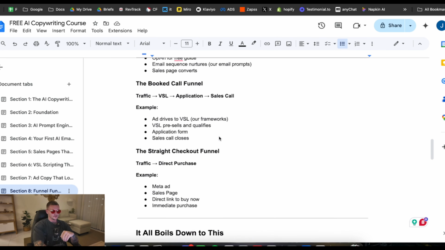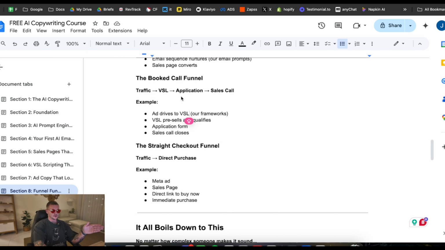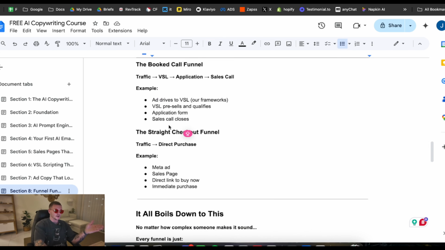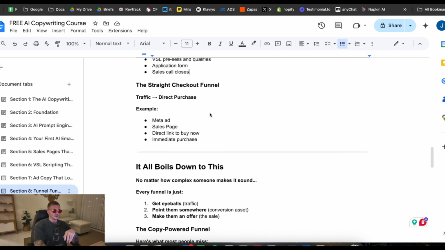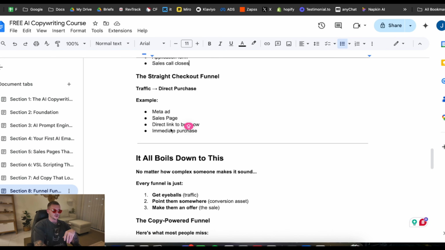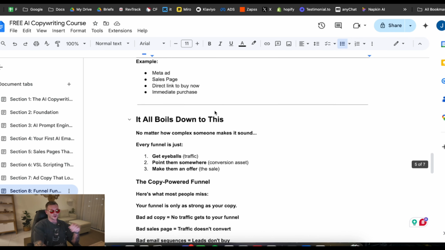The booked call funnel, traffic to VSL to application to sales call. So the ad drives to the VSL using our ad frameworks. The VSL using our frameworks pre-sells and qualifies them. They go into an application form. They jump on a sales call. That person closes them. They make money. Direct checkout funnel, traffic to direct purchase. Meta ad, sales page, direct link to buy, immediate purchase.